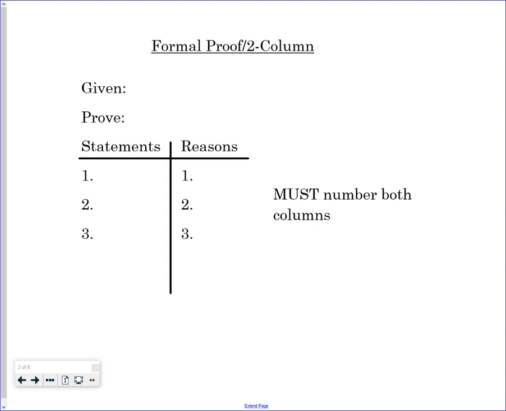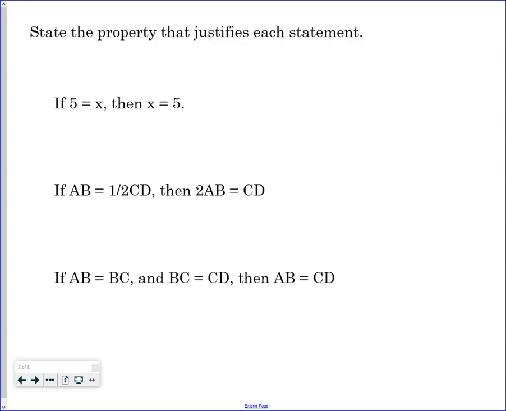So this is how they usually look. We do 2 columns. That's why it's called a 2-column proof. We call the left side statements, and we call the right side reasons. And then you number both of them, 1, 1, 2, 2. Okay? Before we can even do a proof, we have to make sure we understand the properties. So let's just practice with a couple.